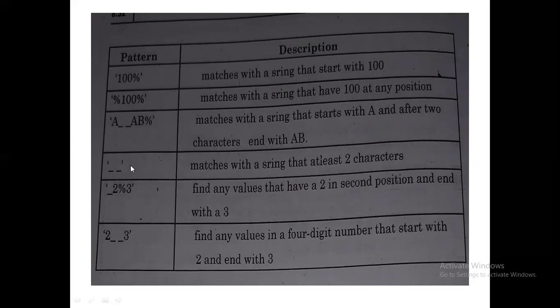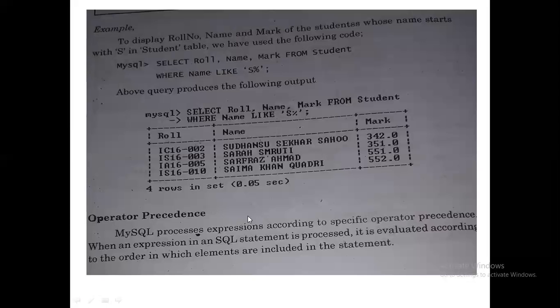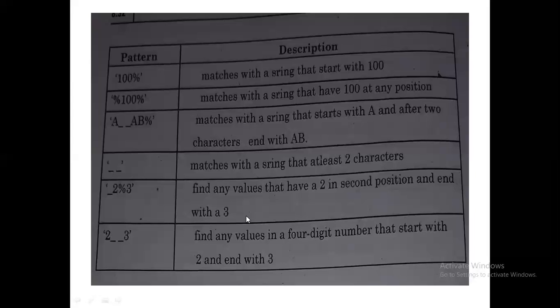Next, underscore underscore percent matches a string with at least two characters. And underscore 2 percent 3 finds any value that has 2 in the second position and ends with 3. Then 2 underscore underscore 3 finds any value in a 4-digit number that starts with 2 and ends with 3.